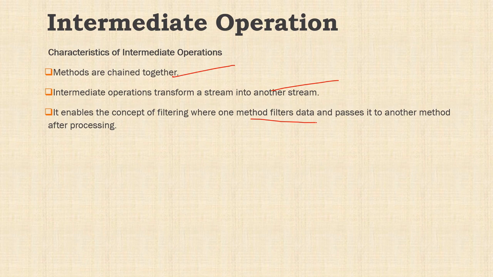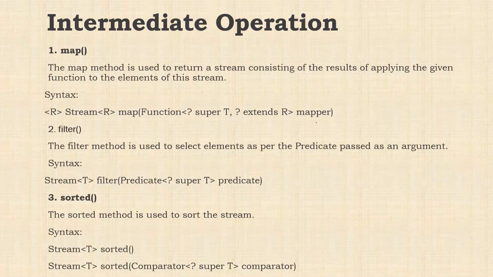If you want to do sorting, the dot sort you can do, so you can perform further operations. And intermediate operations are methods like map. The map method is used to return a stream consisting of the result of applying the given function to the elements of this stream. So this is the map method. Here you can pass the function.